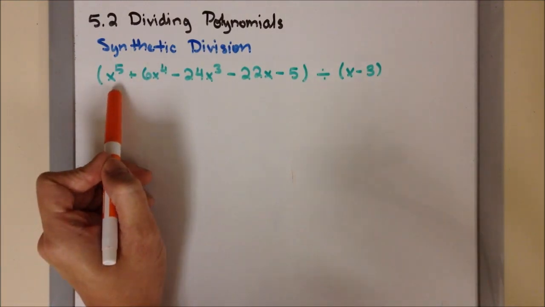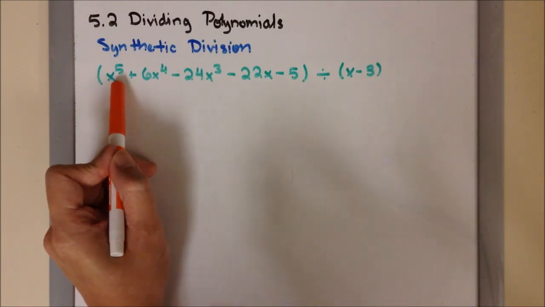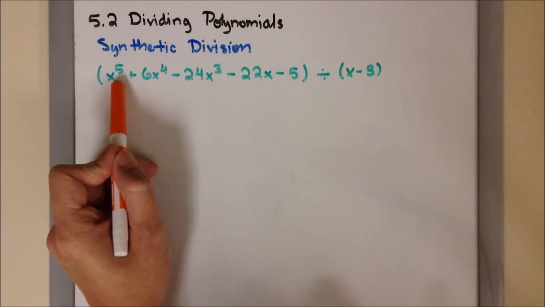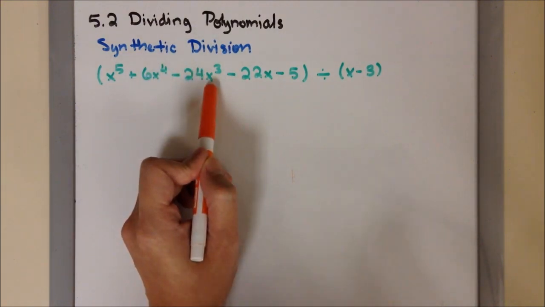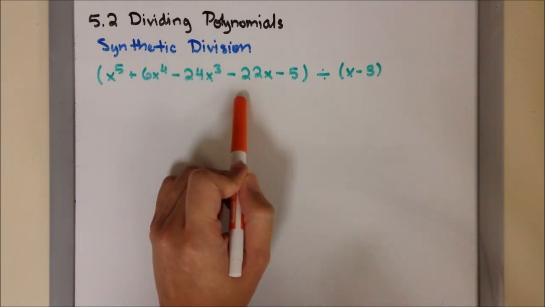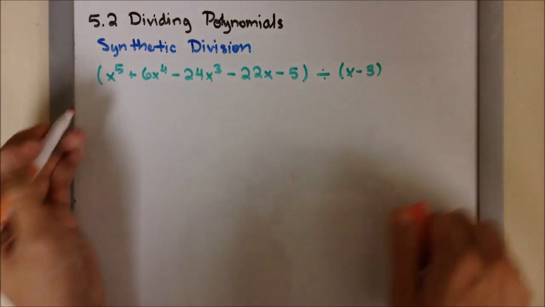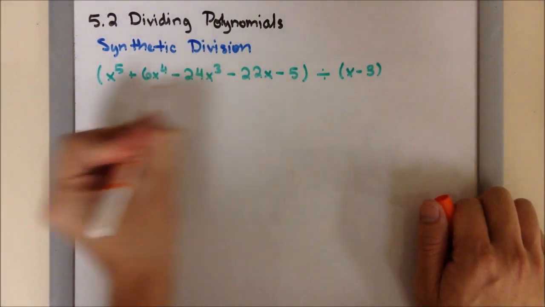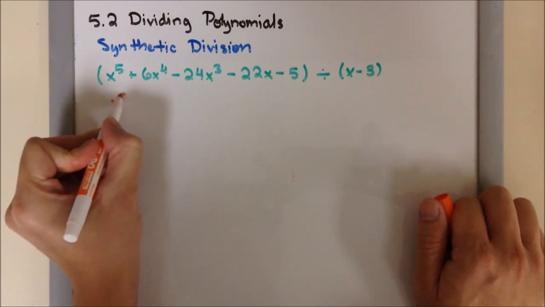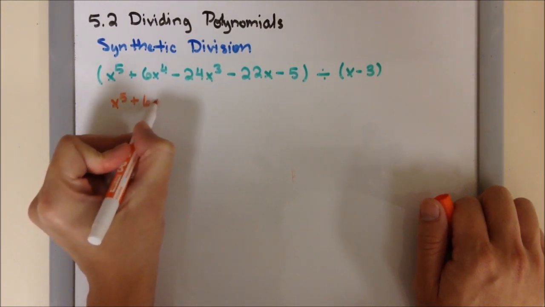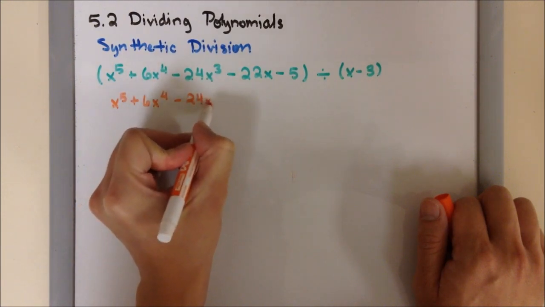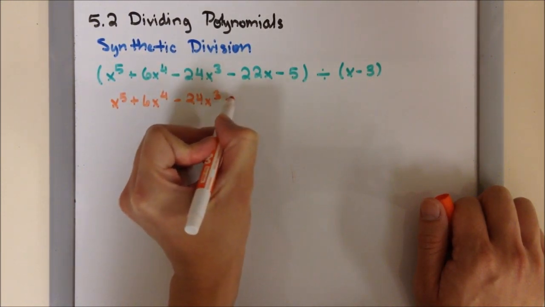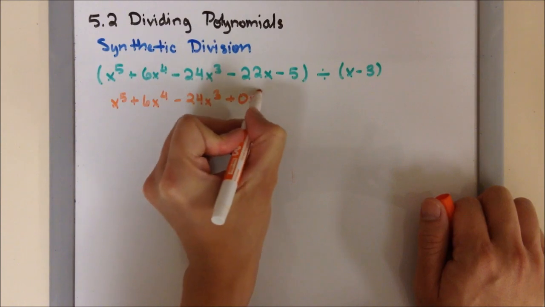Since the problem starts with x to the fifth power, I'm going to count down by 1. 4, we have it. 3, we have it. 2, we don't have an x squared, so we need to fill that in. So I'm going to rewrite the whole problem. x to the fifth plus 6x to the fourth minus 24x to the third plus 0x squared.